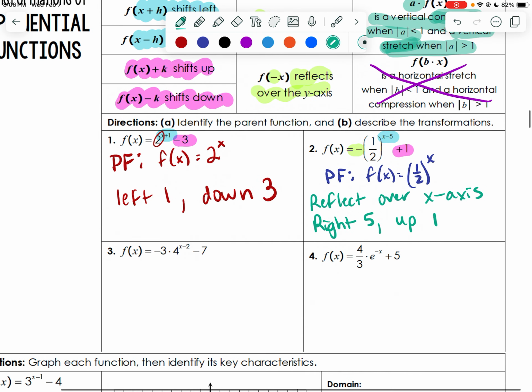All right, why don't you guys take a second, pause me, and try number 3 on your own, and then go ahead, hit play, and you can check it.